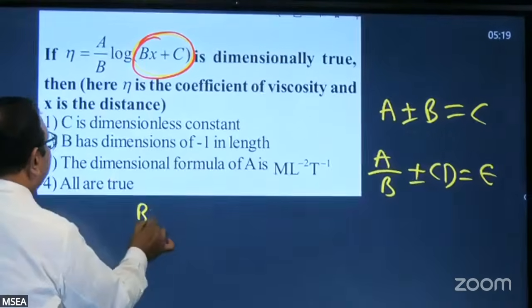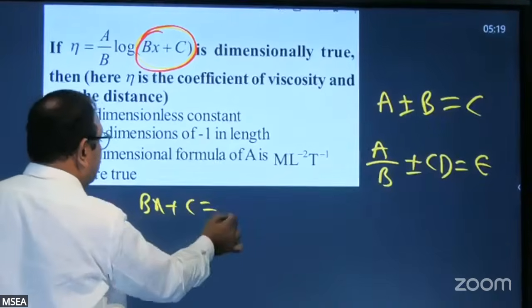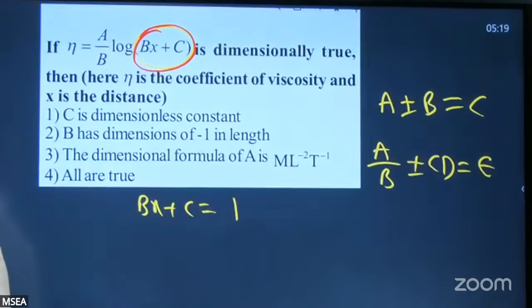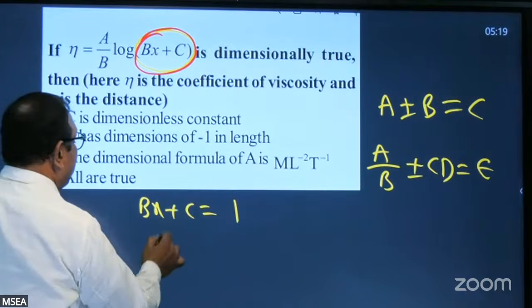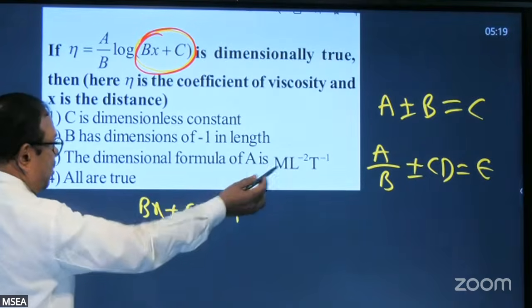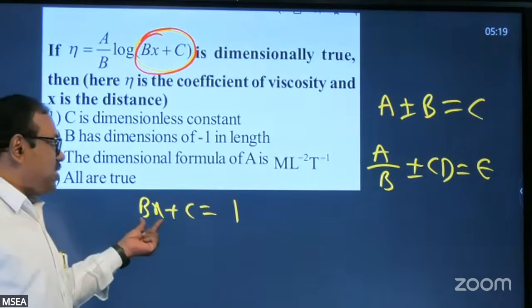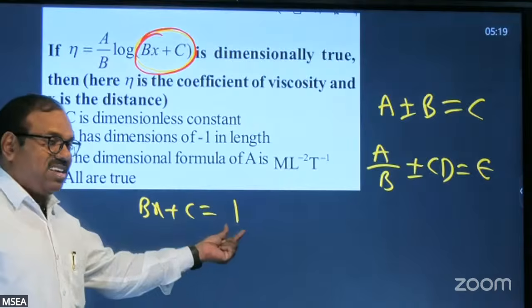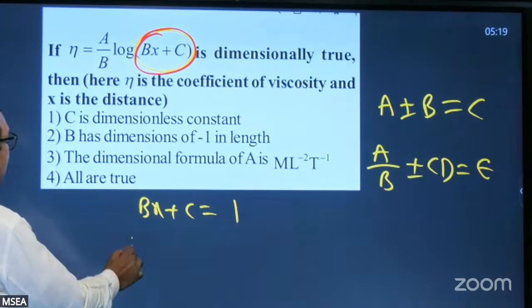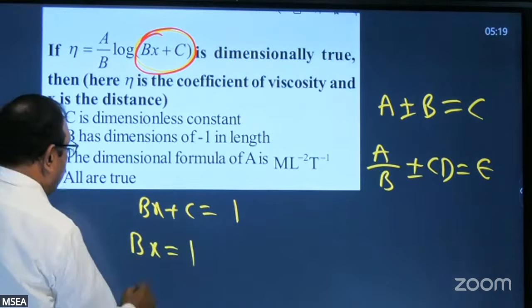Then bx plus c is dimensionless. Dimensionless means it is just a number. Since it is a number, according to the principle of homogeneity, the dimension formula of this one is equal to the dimension formula of that one, so bx should be equal to 1.